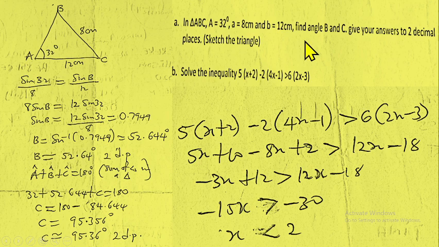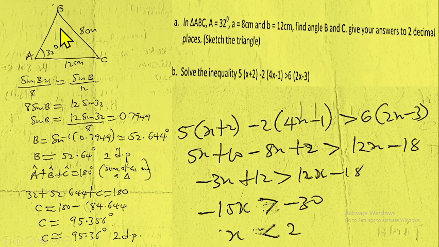Sketch the triangle. You have triangle ABC, and angle A is 32 degrees. So the side facing angle A will have small a, which is 8. The side facing angle B will have small b, which is 12. But to find angle B and angle C, how do we do that? We can use the sine rule, because we have a pair complete. You have this angle and the side facing it, so that's a pair complete. The other pair we have halfway: we have the side, but we don't have the angle facing it. So we can use the sine rule to find that.